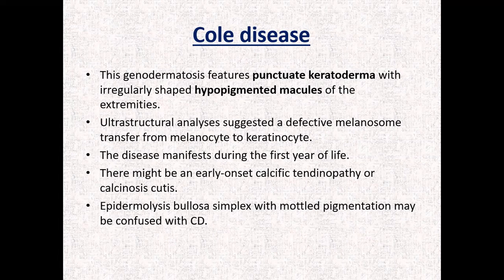Cole's disease is a genodermatosis that is characterized by punctate keratodermas as well as hypopigmented macules on the extremities. Ultrastructural analysis shows a defective melanosome transfer from melanocytes to keratinocytes. This disease manifests in the first year of life. And epidermolysis bullosa simplex with mottled pigmentation is the closest differential of Cole's disease.